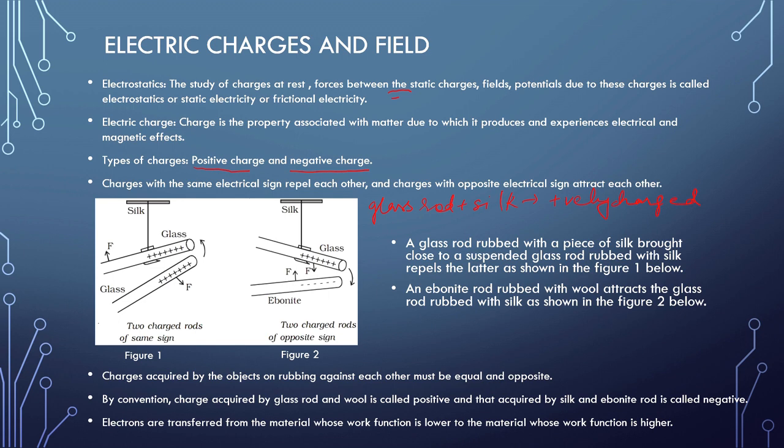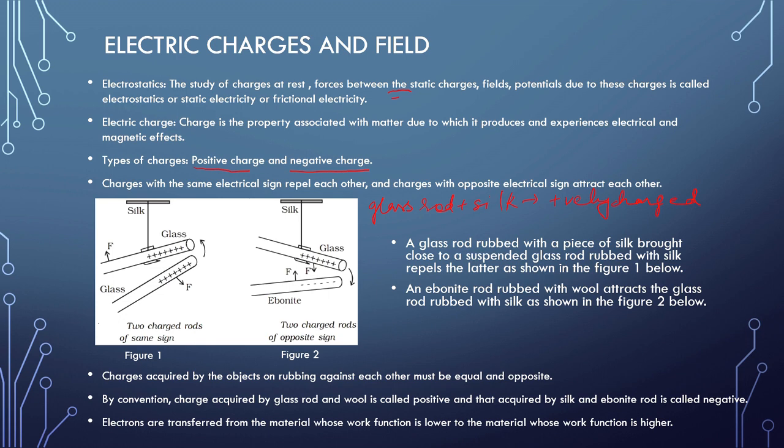Initially, the glass rod and silk are both neutral. Neutral means that it has an equal number of positive charges and negative charges. So the glass rod is neutral and the silk cloth is also neutral. But when you rub the glass rod with silk, we are producing frictional electricity because of rubbing, and that is why in this process the glass rod becomes positively charged and silk becomes negatively charged. Now, why does the glass rod become positively charged and silk negatively charged? Because the glass rod has a tendency to lose electrons.